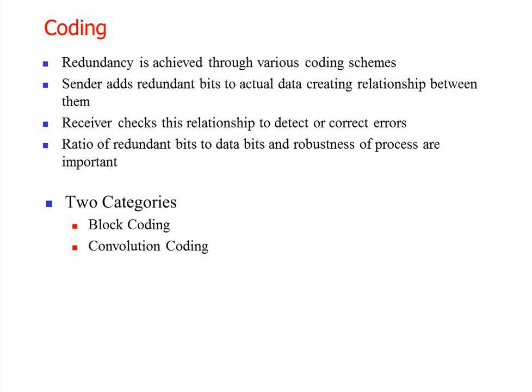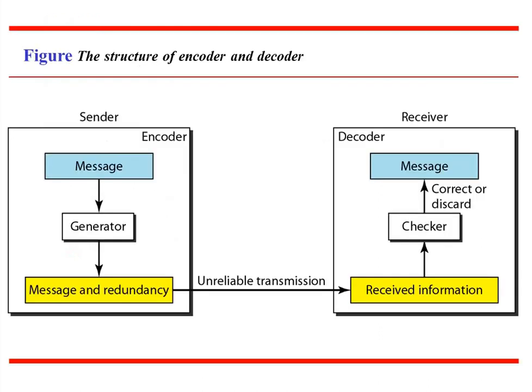There are two categories by which we can generate such kinds of codes, called block code and convolution code. Convolution code we are not going to cover, but block codes we are going to cover in our syllabus.